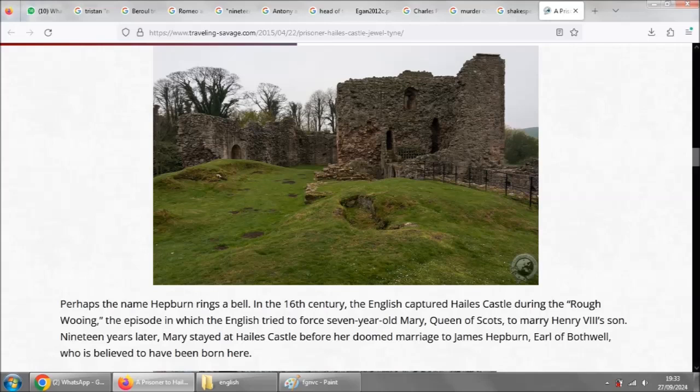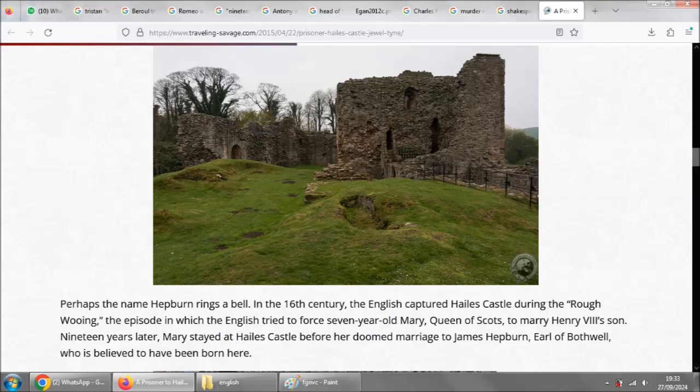In the 16th century, the English captured Hailes Castle during the Rough Wooing, the episode in which the English tried to force 7-year-old Mary, Queen of Scots, to marry Henry VIII's son. 19 years later, Mary stayed at Hailes Castle before her doomed marriage, James Hepburn, Earl of Bothwell, who is believed to have been born here. Sure. This Mary, who died after 19 years, who got executed, yeah, the English tried to force 7-year-old Mary, Queen of Scots, to marry Henry VIII's son. 19 years later, Mary stayed at this Hailes Castle.